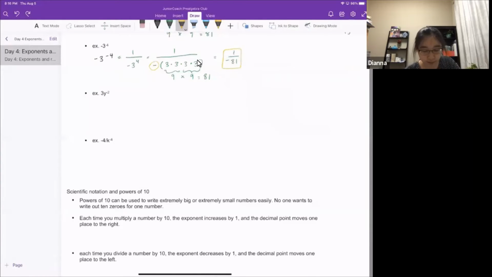So here's the next example. Not that bad. 3 times y to the negative second power.